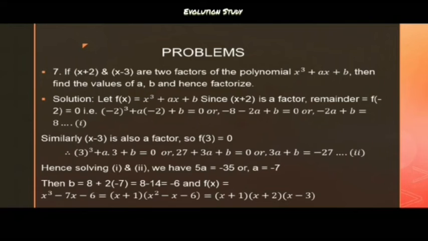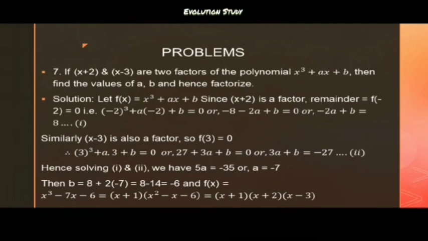Since x plus 2 is a factor, the remainder f(minus 2) is equal to 0, that is minus 2 to the power 3 plus a into minus 2 plus b is equal to 0, or minus 8 minus 2a plus b is equal to 0, which means minus 2a plus b is equal to 8. This is the first equation.